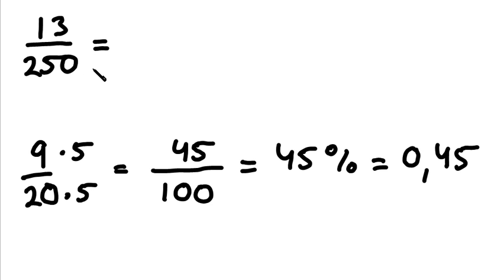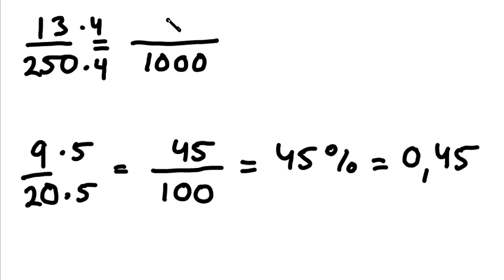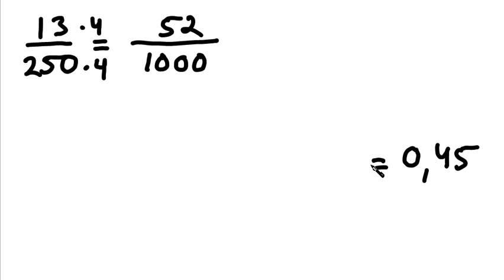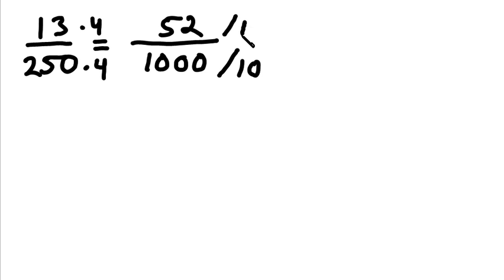So how about going in the other direction, going up to 1000? Because it's going to be easy to go from 1000 to 100. So we take this times 4, and this times 4. So down here we get 1000. 13 times 4 is going to be 52. Create some more space here. So we have 52 over 1000, but we would like 100. And of course, if we divide 1000 by 10, same thing up here, we will get hundreds down here and 5.2 up here.